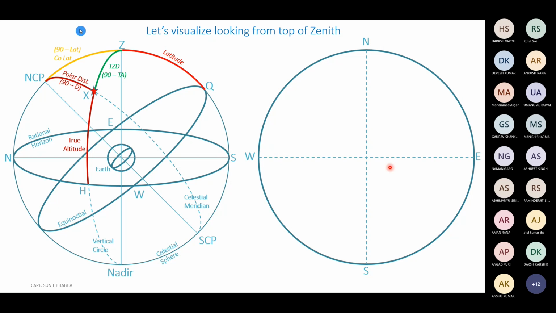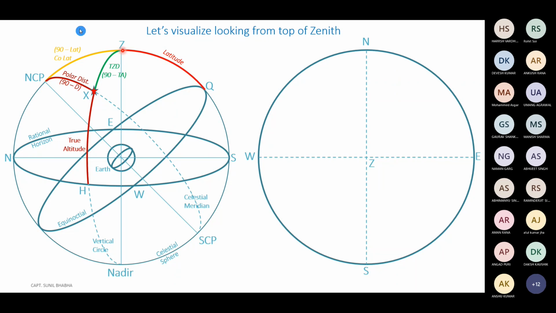So you see this is the W to E vertical circle line which we visualized in the celestial sphere, and exactly in the center you will have this Z point. When you look from top, the circumference will be the rational horizon, and this Z point, that is the zenith of the observer, will be exactly in the center. So let us show this Z point exactly in the center here. You have the Z point here at the center.